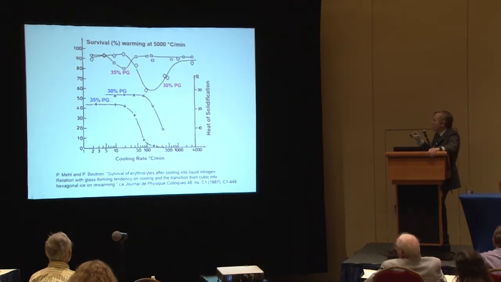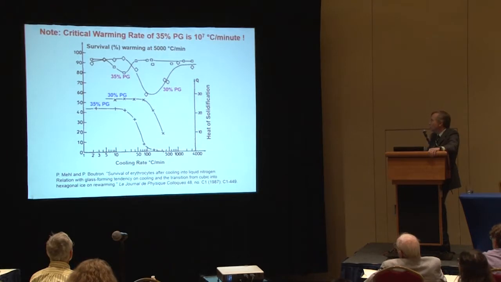So out on the left side here, the cells are surviving by the classical slow freezing paradigm. But survival out here is happening apparently because these cells are vitrifying, but only just barely vitrifying. And what's interesting about this is that at the time Boutron calculated the critical warming rate of 35% propylene glycol to be 10 million degrees a minute. He later revised that downward, but still nowhere near 5,000 degrees a minute.